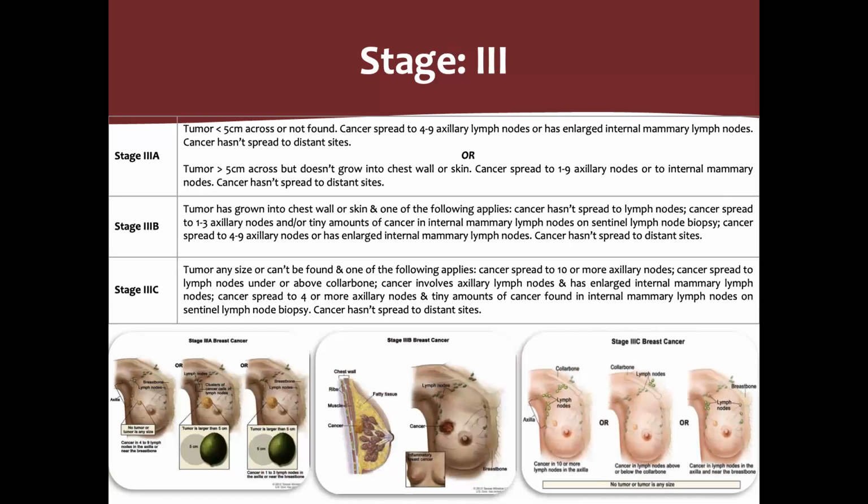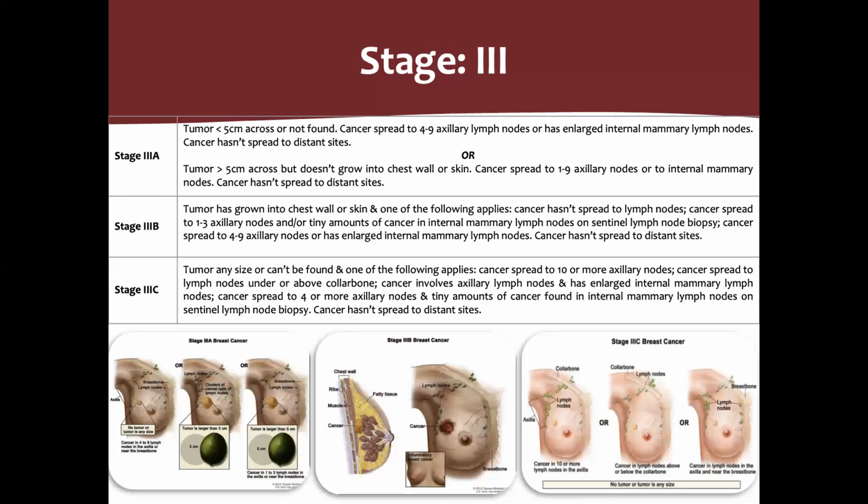Stage 3B is classified as the tumor has grown into the chest wall or skin, and one of the following conditions applies. The cancer has not spread to the lymph nodes, but the cancer may have spread to 1 to 3 axillary nodes, and/or tiny amounts of cancer are found in the internal mammary lymph nodes on the sentinel lymph node biopsy. The cancer may have spread to 4 to 9 axillary nodes or has enlarged internal mammary lymph nodes. The cancer has not yet spread to distant sites.